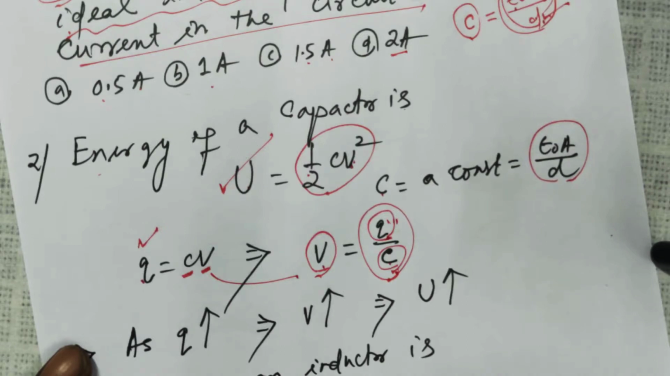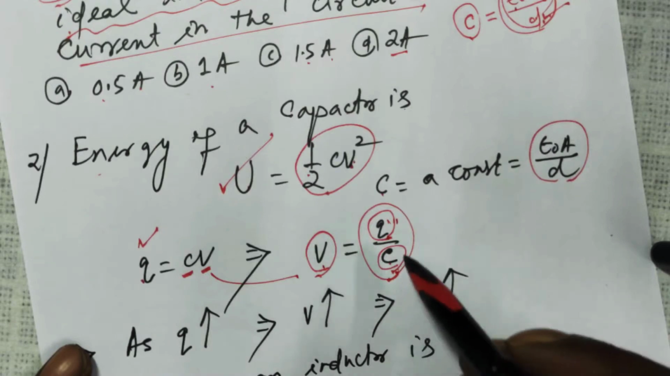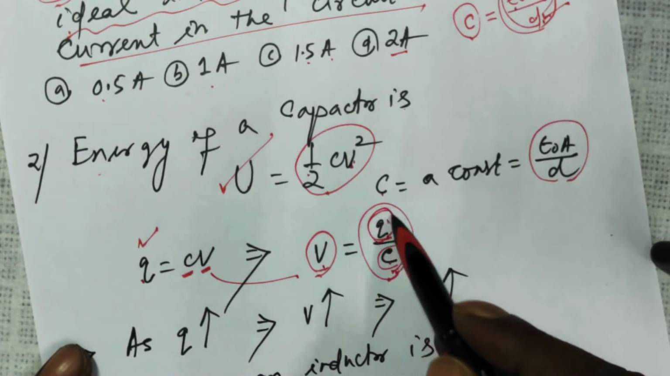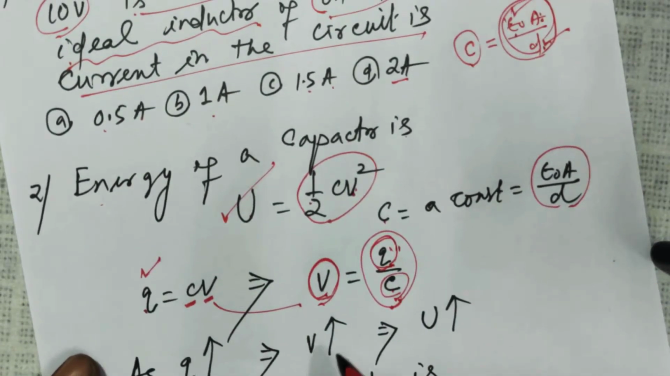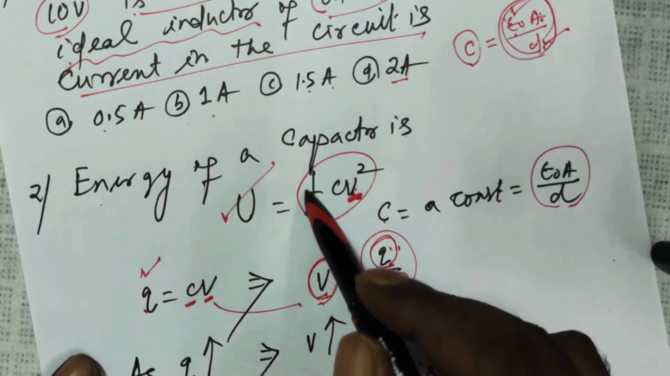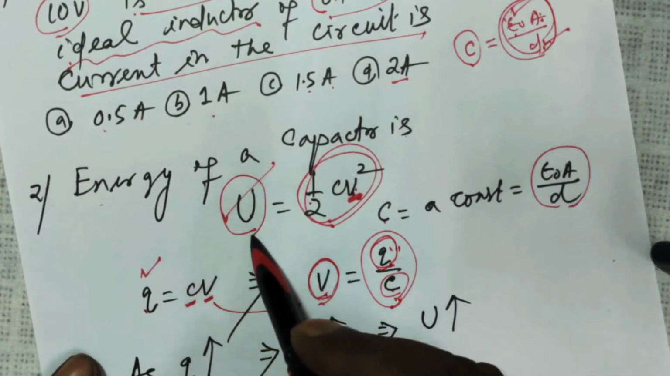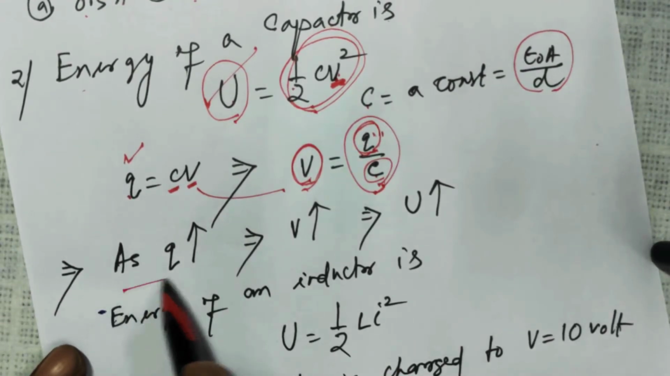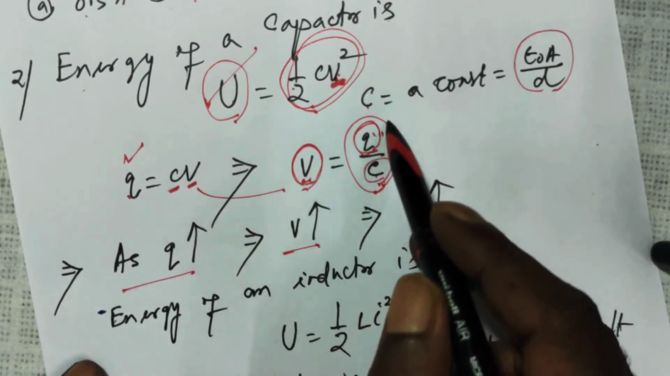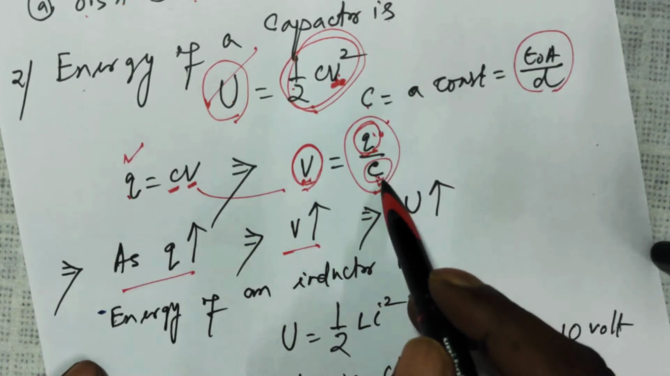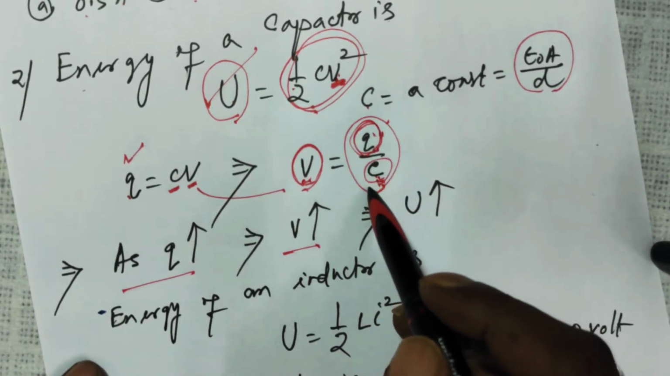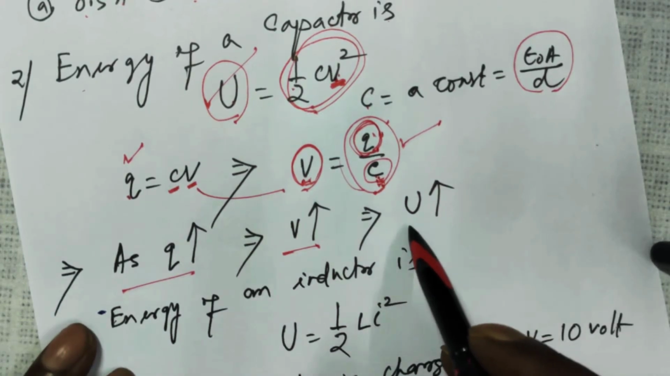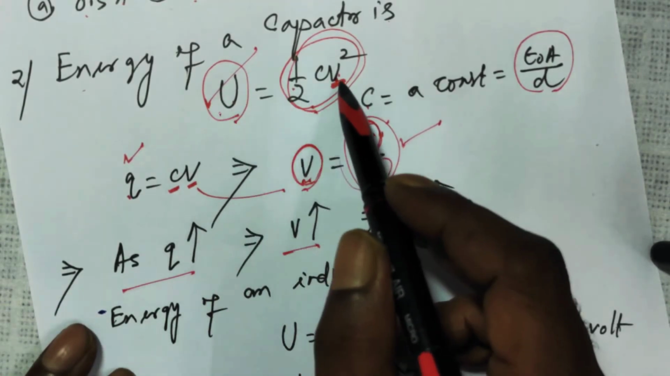So, as you charge the capacitor for more and more time until it is fully charged, as Q increases, V increases. Since V increases, therefore this term also increases, that is, the energy increases. That is what I explained: as Q increases, V increases, because V is Q by C, C is a constant, this is a fraction. If the numerator increases, the value of the fraction will increase. Therefore, U also increases because V is increasing.